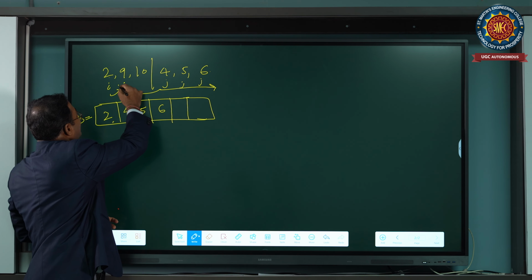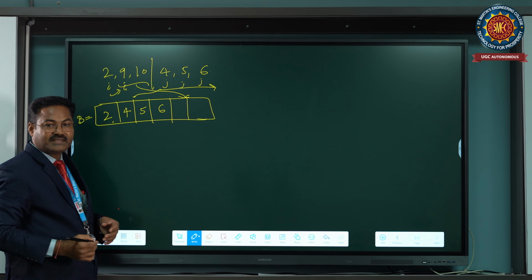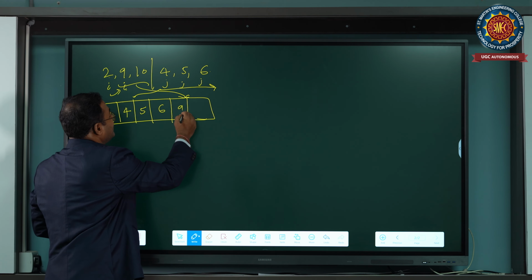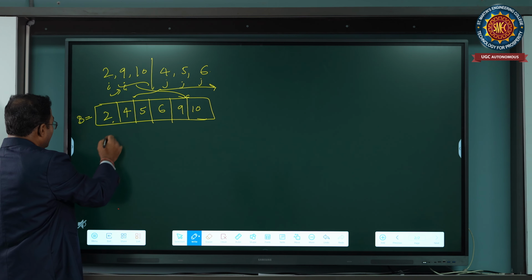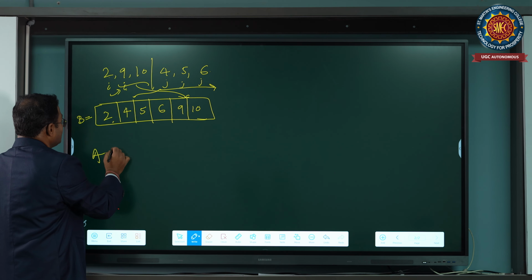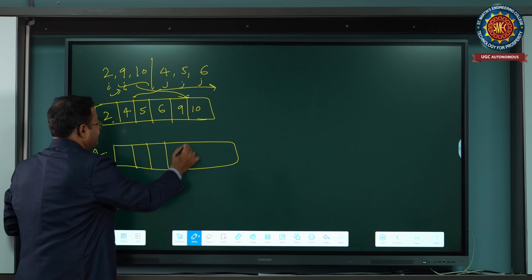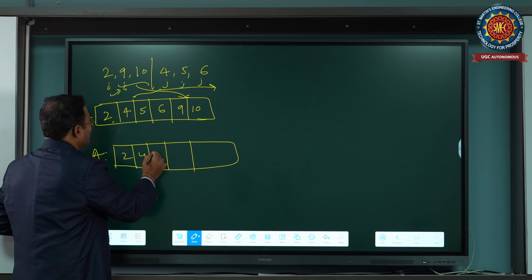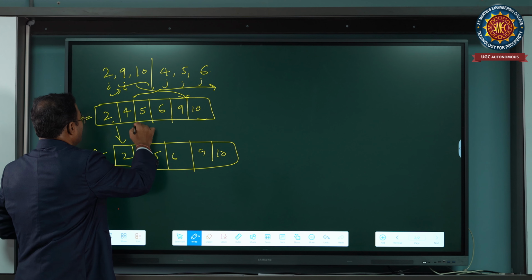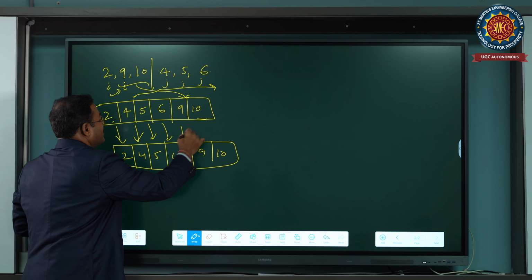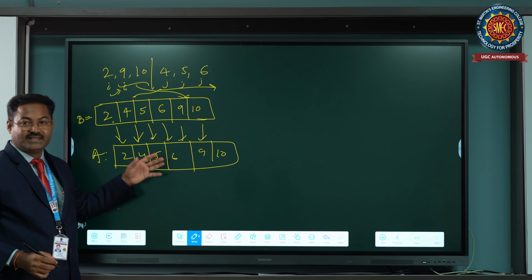Then you have to copy whatever elements are available in the other sub-problem into the auxiliary array. Then I can copy 9 and 10. This is one auxiliary array. Then again I have to copy the solution into our actual array, that is 2, 4, 5, 6, 9 and 10. Right? I have to copy from the auxiliary array to the original array. This is the solution of the merge sort.